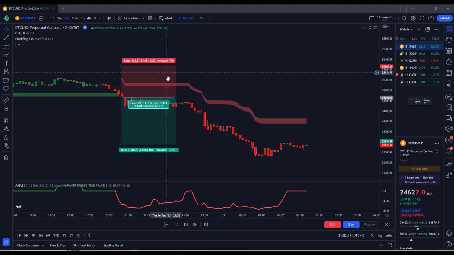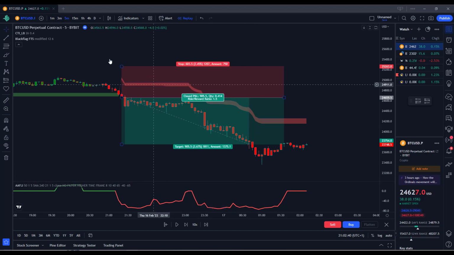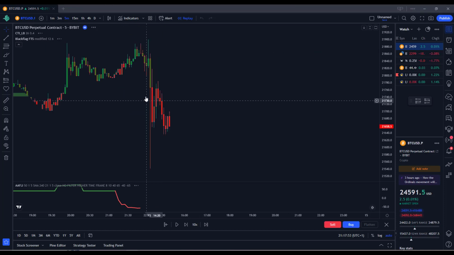Alright, so what we're already seeing is that we're in a nice profit. The short position got hit and we took our profits. Now I'm gonna backtest this strategy 100 times and show you guys the results. Let's find out if this strategy really is profitable.